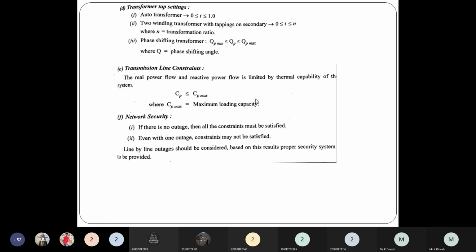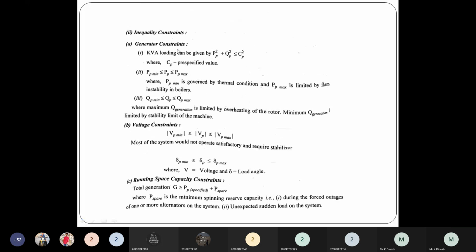And the sixth one is network security. If there is no outage, then all the constraints must be satisfied. Even with one outage, constraints may not be satisfied. So line by line outage should be considered. Based on these results, a proper security system should be provided. So these are all the steps involved in your inequality constraints.